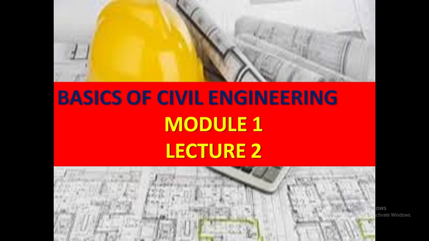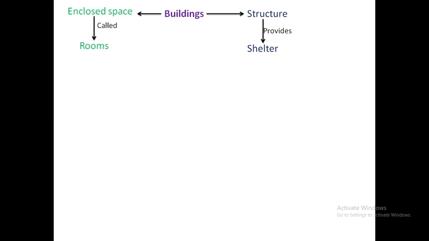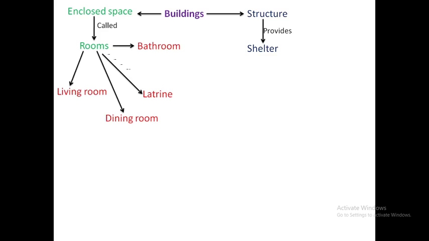This is lecture 2 of module 1, Introduction to Buildings. A building is a structure which provides shelter to mankind. It is an enclosed space by walls, floor and ceiling. These enclosed spaces are called rooms. And depending upon the utility of rooms, they are classified as living room, dining room, bathroom, store, kitchen, latrine, etc.